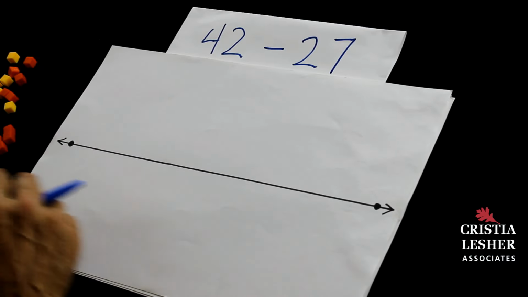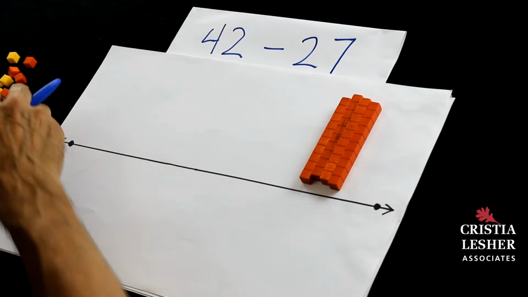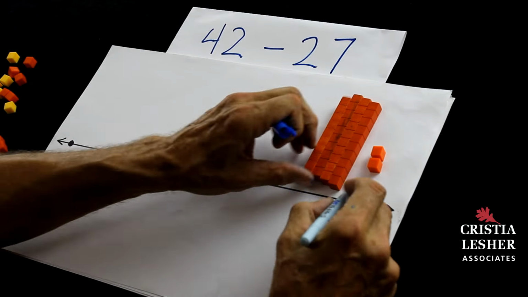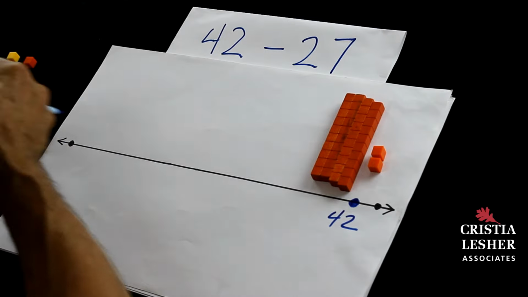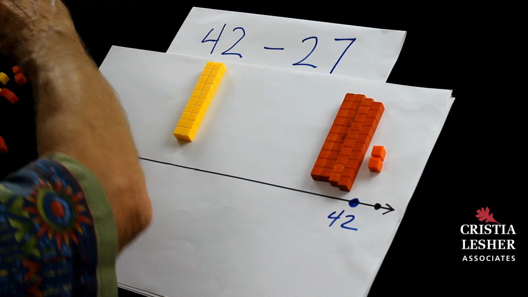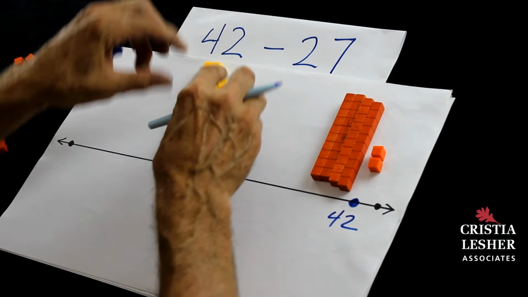Let me show you a different way of doing that same problem. Again, I will be starting with the 42 on the right side, and I'm writing down my 42. The 27 that I need to subtract is again represented in yellow.